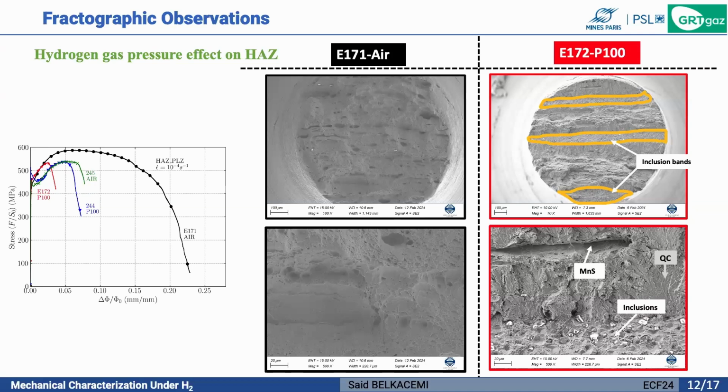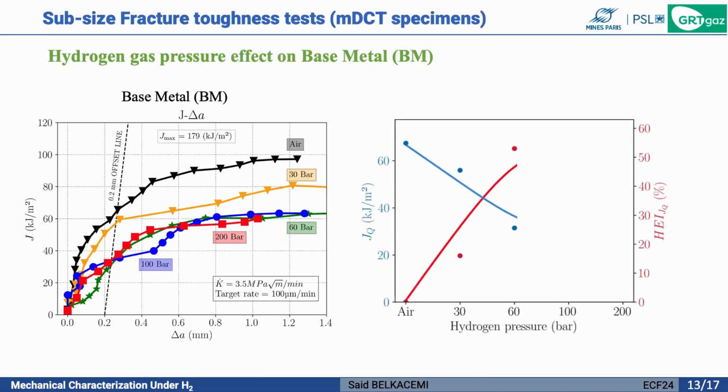So here there is a combination between the hydrogen effect and the high amount of inclusions. Here is the effect of hydrogen on the fracture toughness of the base material. We have performed tests under air, under 30 bar, 60 bar, 100 and 200 bar.